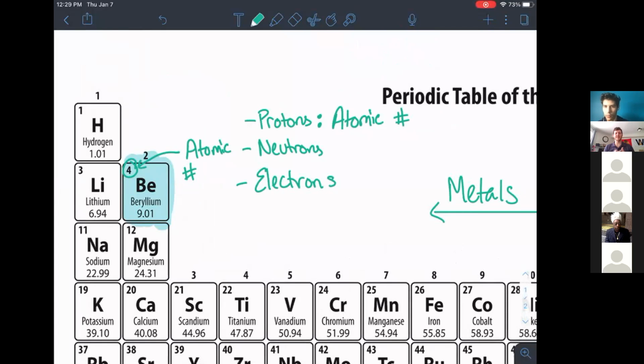Do you guys remember? Let's skip neutrons because that one's probably the most difficult. Let's go with electrons. How do we figure out the electrons? And let's say our atom is neutral. Isn't it the same thing? It's the same as our protons. Perfect. In a neutral atom, it's the same as protons.